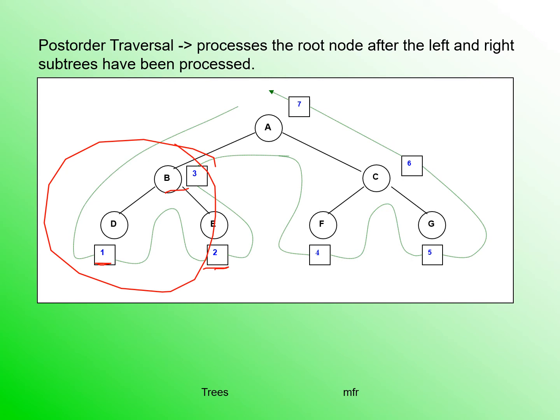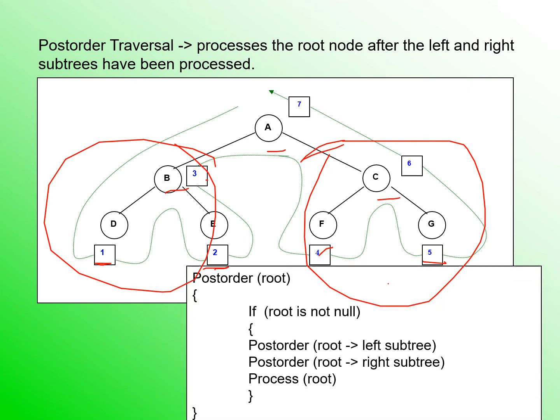Tapos ang left, punta sa right. Sa right subtree, go to the left, right, and then root. So, we're done with the left, we're done with the right, then root. Okay? So, let us simulate. Okay? Ito yung kanyang pseudocode. Pansin nyo, halos magkakahawig sila, di ba? Na iba lang yung pangalan, depende sa notation.